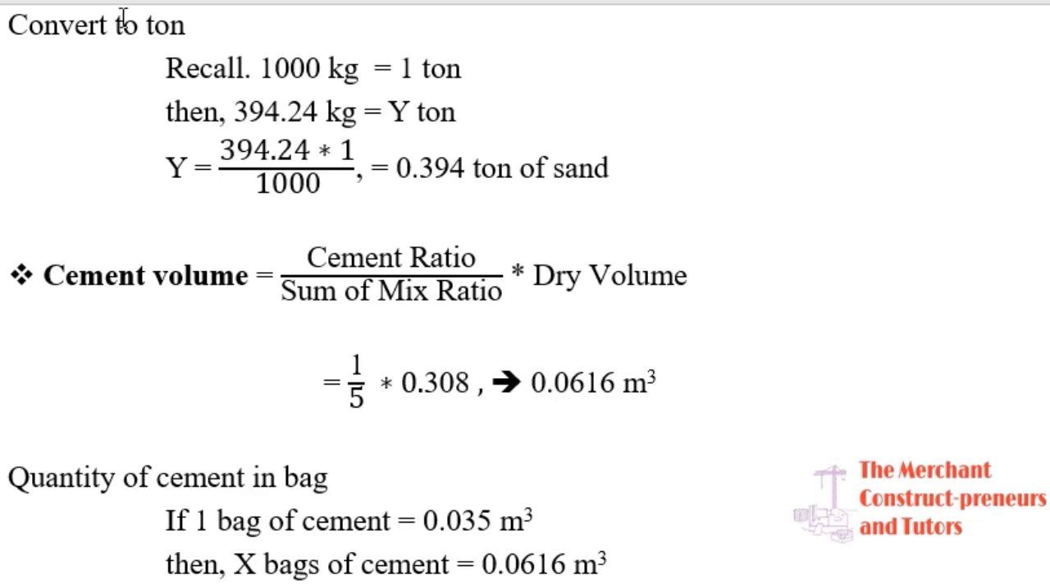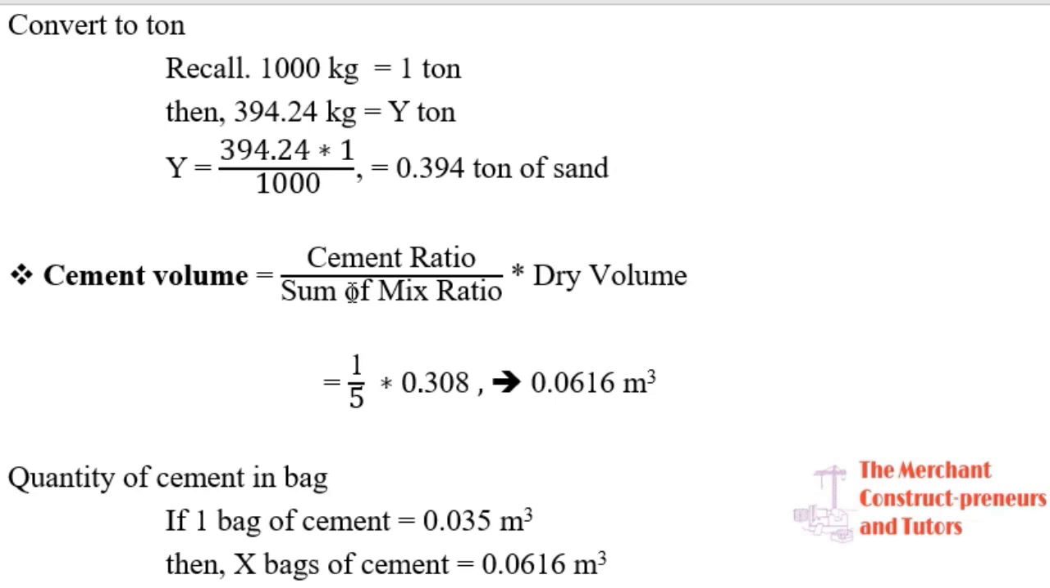Now we should also recall that 1,000 kilograms is equal to 1 ton. Then 394.24 kilograms, how many tons will it give you? Once you do the mathematics, you have 0.394 ton of sand that is required for 10 square meters of plaster, of wall surface to be plastered.